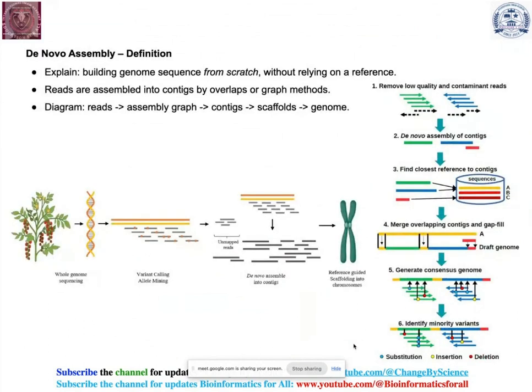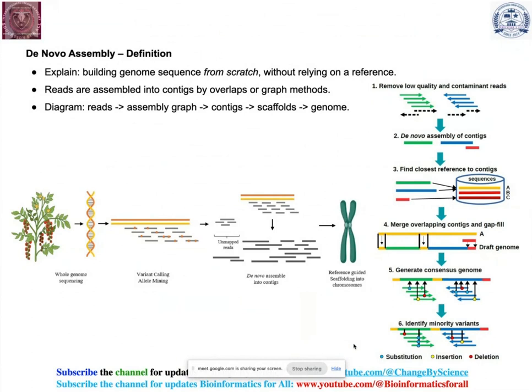Then we proceed to de novo genome assembly. So we have already defined it as building the genome sequence from scratch without relying on a reference genome. And reads are assembled into contigs by overlaps or graph methods. The diagram here is basically showing reads, then assembly graph, contigs, scaffolds, and genome. And all these terms have been defined in the previous slides.